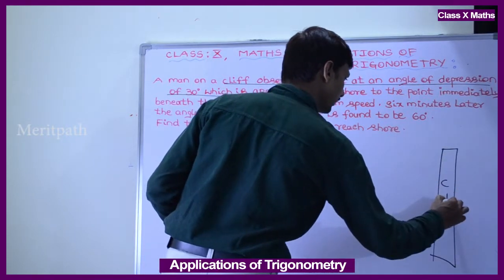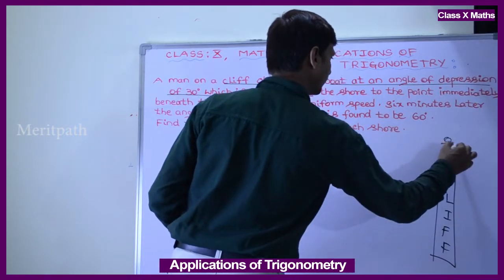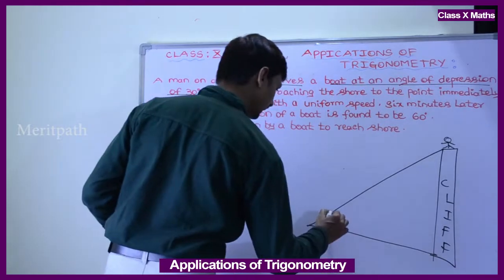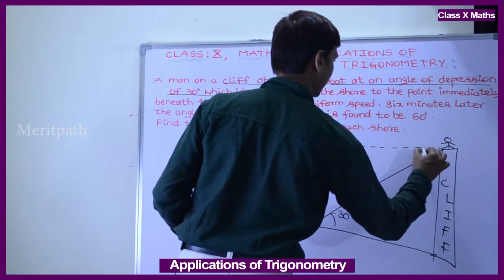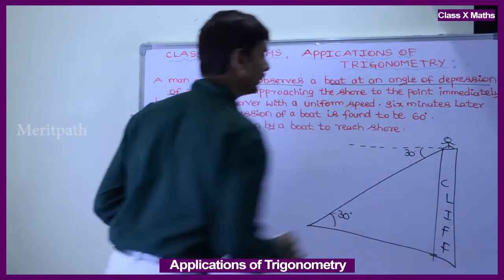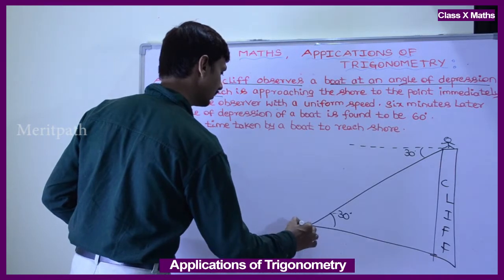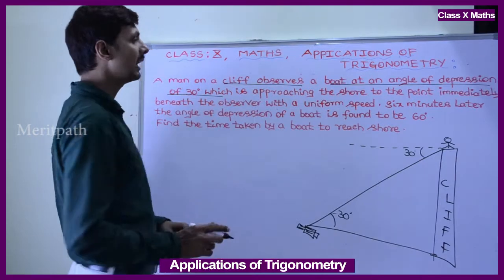This is the cliff. He is observing from the top of the cliff a boat which is making an angle of depression of 30 degrees. This is the boat. The angle of depression is 30 degrees.